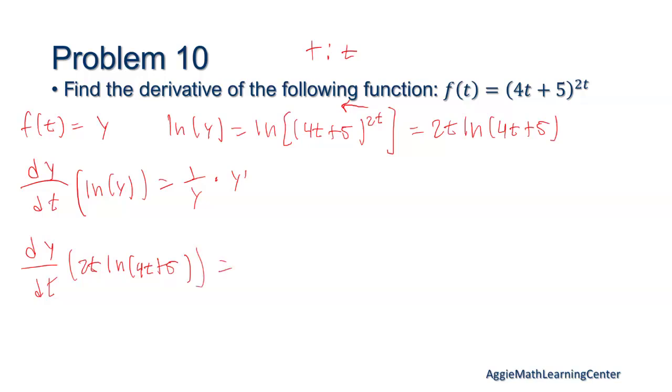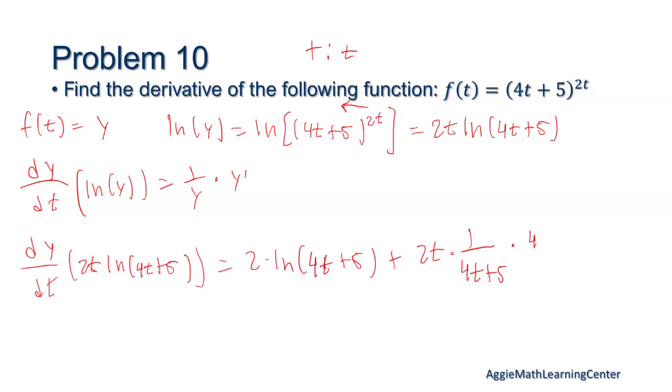Okay, this is the product rule here. So the derivative of the first is going to be 2 times ln of 4t plus 5, plus 2t times the derivative of ln of 4t plus 5, which is going to be 1 over 4t plus 5 times 4t. No, 4. So now if I put it all together, oh, I forgot.